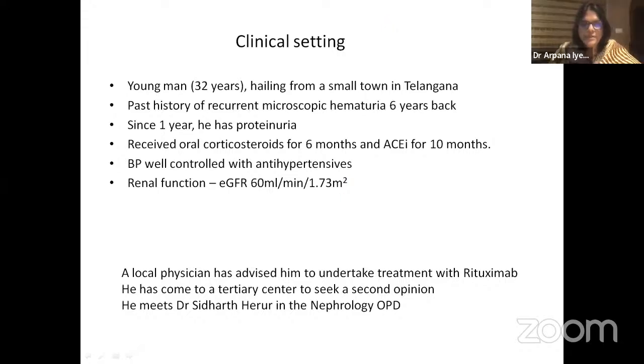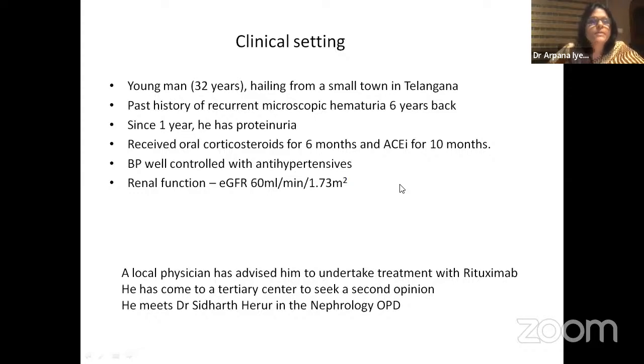Thank you, Dr. Priyamvada. Let's move on to the third part of the session. I invite Dr. Siddharth Herur. As I mentioned earlier, we are going to appraise the RCT paper that has been distributed earlier to this session.